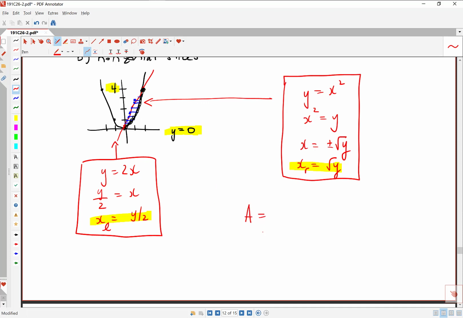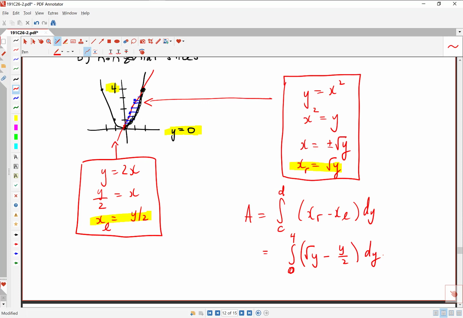So for horizontal slices, you want to say area is the integral of whatever the area of your horizontal slice is, x right minus x left times dy. And then because you're integrating with respect to y, you would want y values on that integral. So our y values are going from 0 to 4. X right is root y. And then we're going to subtract off x left, which we figured out is y over 2. Just put brackets around your integrand, and then times dy. And that's our integral all set up.